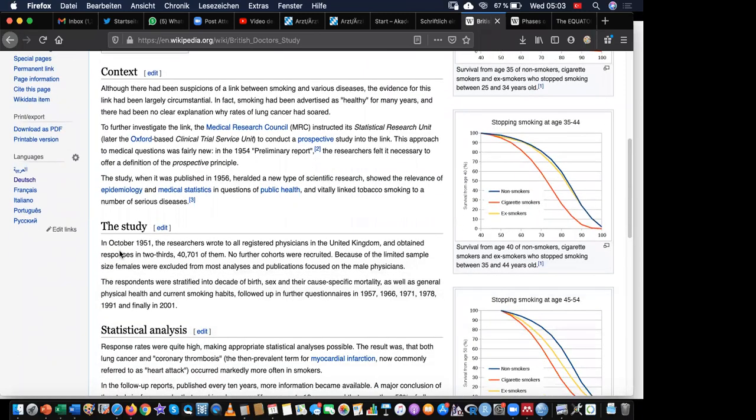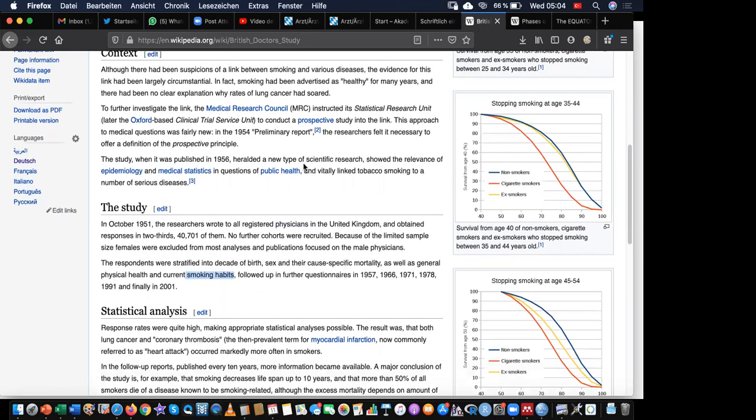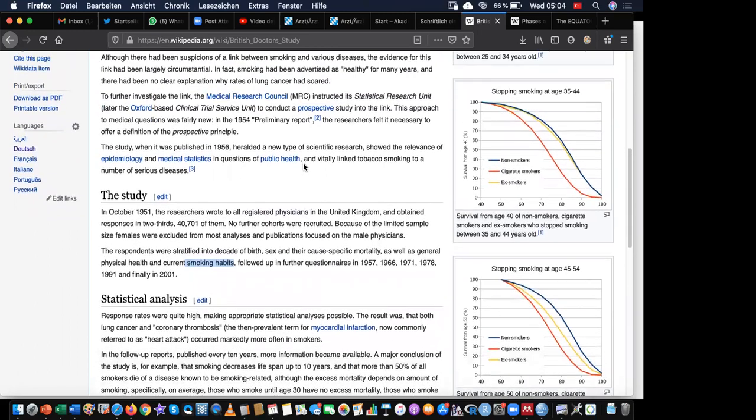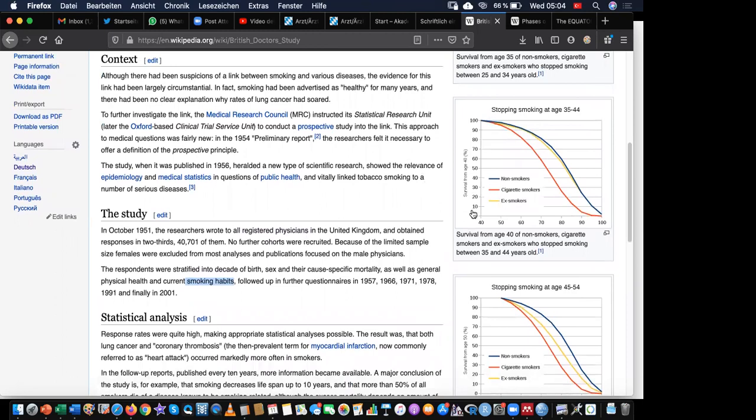This study started in 1951. They took all the registered physicians in the United Kingdom, doctors working in UK. The total number is more than 40,000, 4,700 people. They invited and recruited these people. Then they followed up these people concerning death, when they are going to die, and the risk factor they wanted to study was smoking habits. If I show this British Doctors Study outcome to my patients, they are very easily convinced that quitting smoking is very useful.